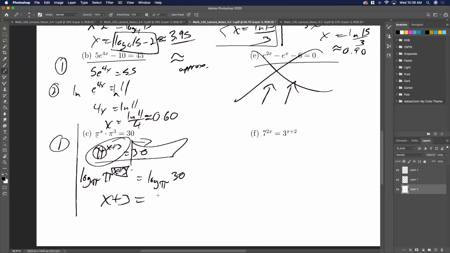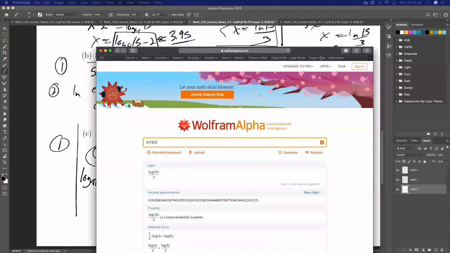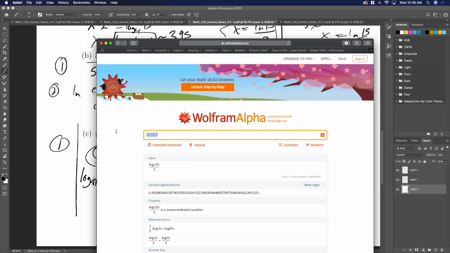And here, log base pi of 30 is just some number. So this is log base pi of 30. And then I'm going to just minus out the 3. So that's the exact answer. That's the exact answer. And then we just type in here.